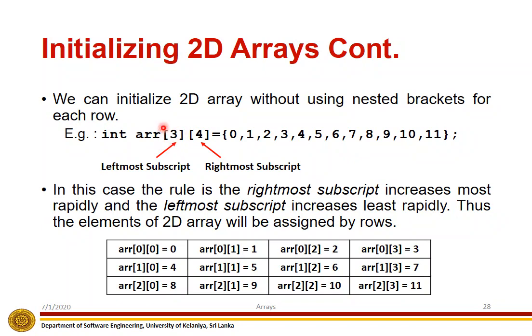In here, we have given 3 rows and 4 columns. So we can draw the table like this: array representation, 3 rows and 4 columns. First it will start to fill by row. So 0 is in here, then 1, 2, 3, then the columns are finished, then it will go to the next row: 4, 5, 6, 7, then again the next row: 8, 9, 10, 11. Like that we can initialize a 2D array without using nested brackets.